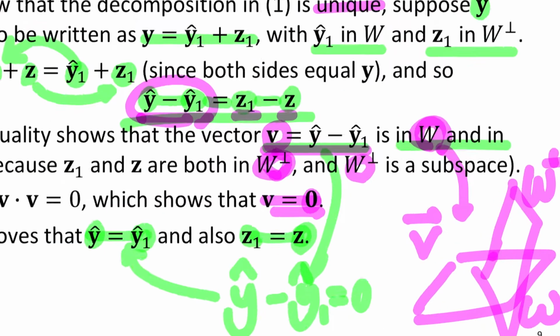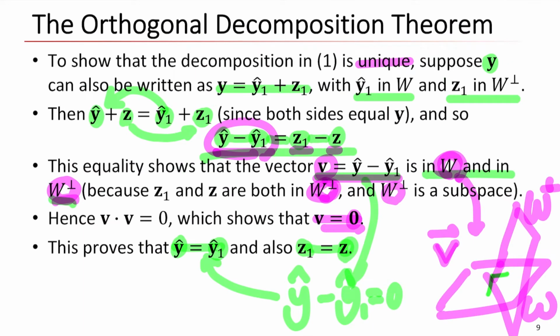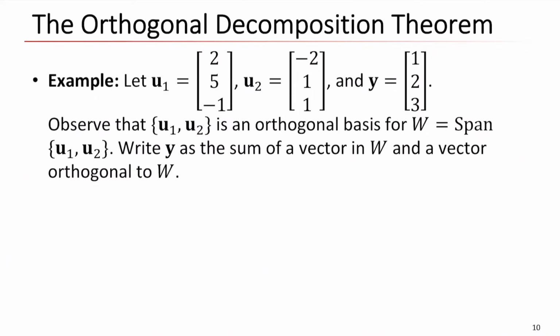Before that, if you remember this one, vector Y is in W and W perpendicular. Because these two spaces are orthogonal to each other, the inner product of vector V with itself is equal to 0, so vector V is equal to the 0 vector. I just wonder, do you understand this one or not? Okay, anyway, let's go back to the example.